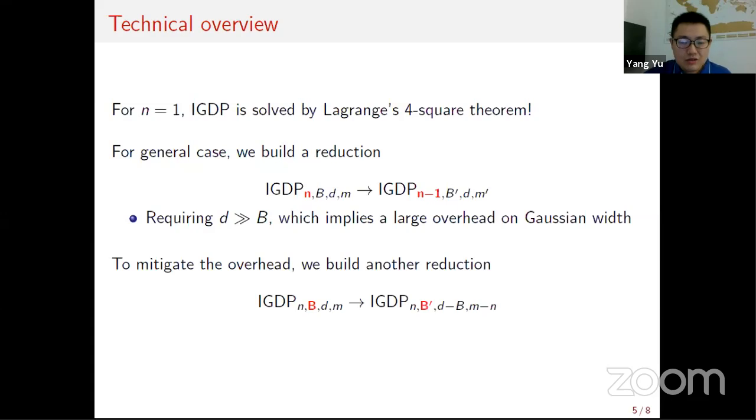So to overcome this issue, we consider another reduction that allows us to reduce the IGDP problem for large matrices to the one for smaller matrices. And with these two reductions, we can finally compute the integral gram root.